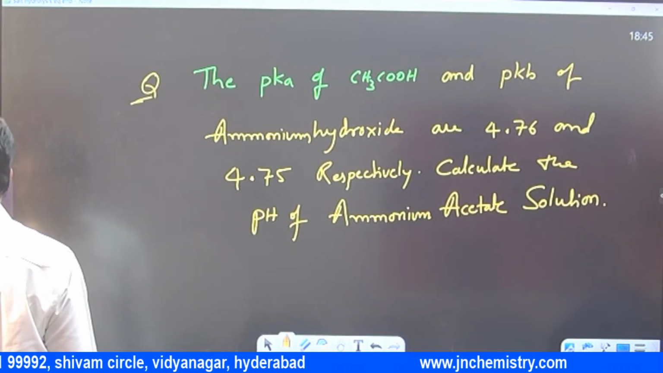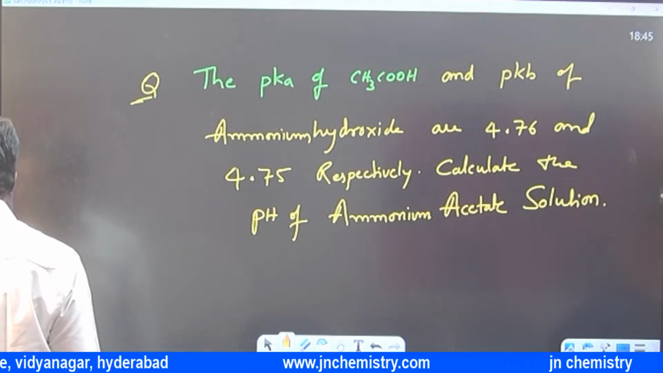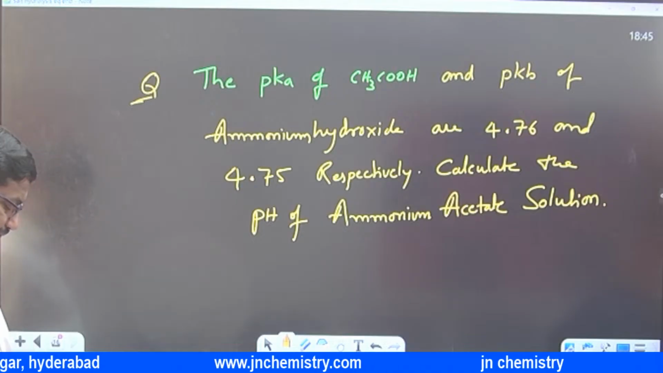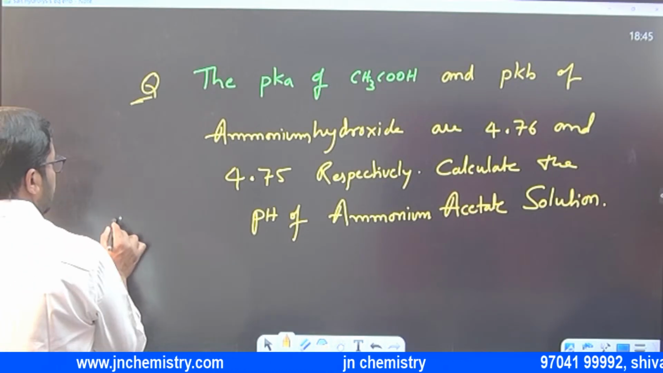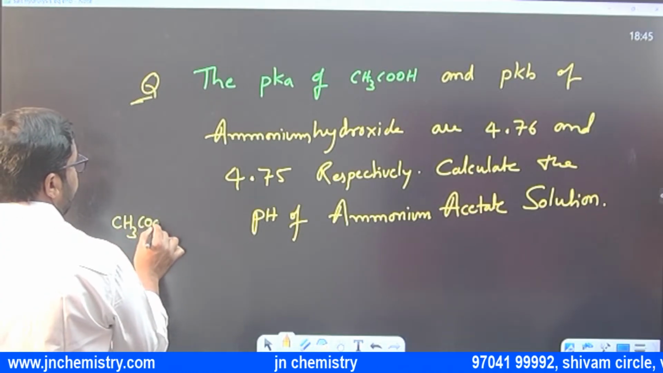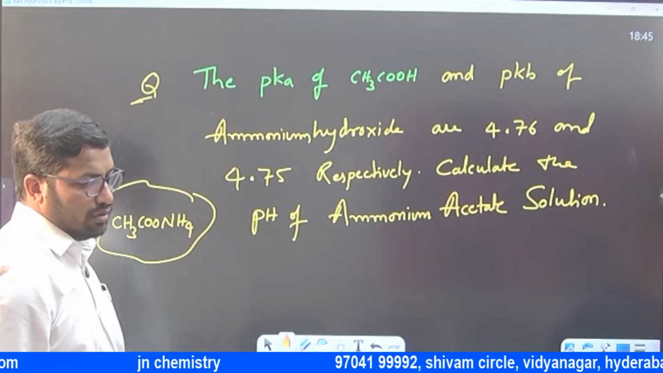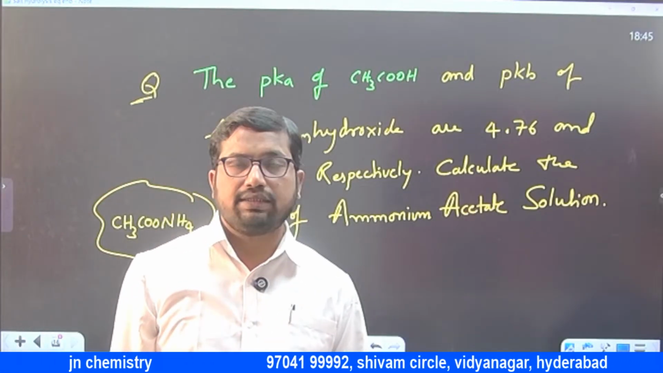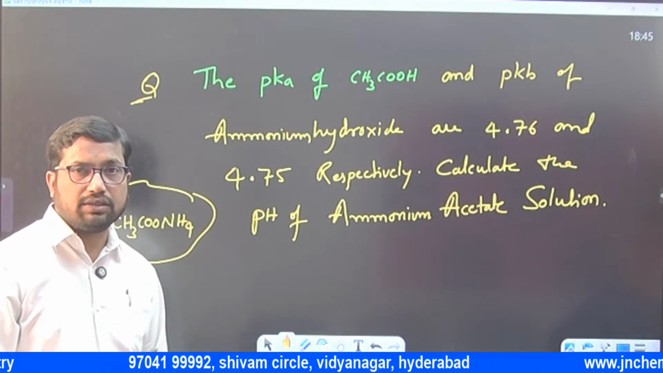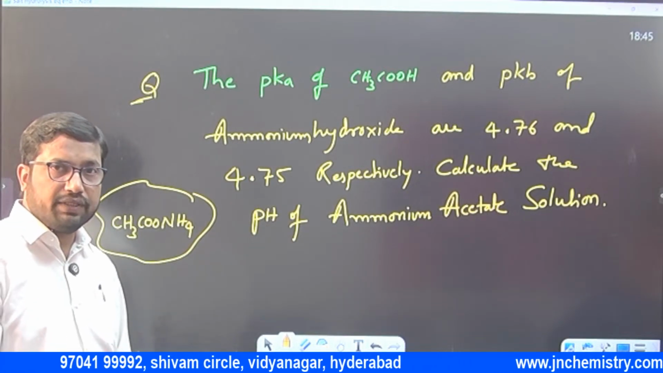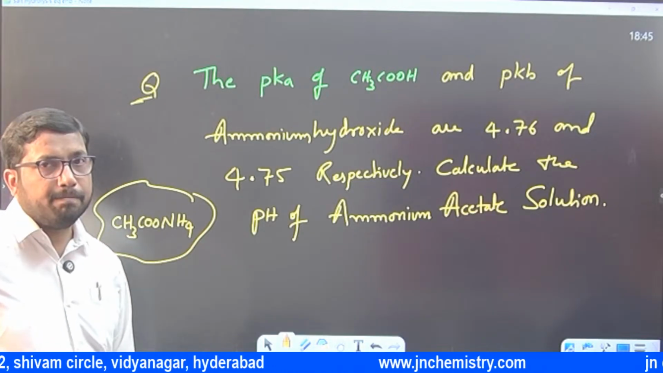The pKa of CH3COOH and pKb of ammonium hydroxide. Ammonium acetate means what? CH3COONH4. So now this is a salt of what, Nana? Strong acid, strong base, or weak acid, strong base, weak acid and weak base. Come on, do it.